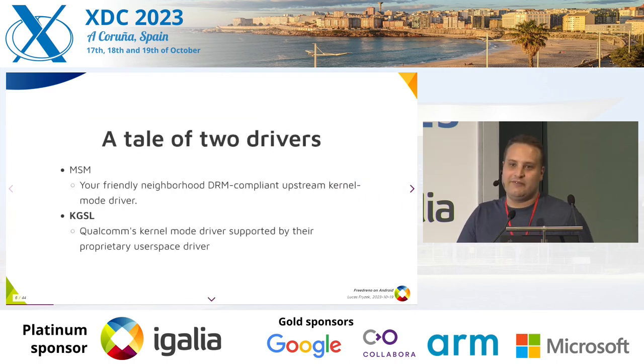So to start with the state of drivers for Adreno and Qualcomm GPUs, there is a tale of two drivers here. There are two kernel mode drivers that give you access to Adreno GPUs. One of them is a little bit nicer. It's the MSM driver. It's your friendly neighborhood upstream driver that is a lot easier to target, plays really nicely with Mesa. And then there is the less friendly KGSL driver, which is the driver that Qualcomm supports on Android. And it's what their proprietary user space supports. And so the work that I ended up doing was trying to get Freedreno actually to work with KGSL, because that's what you end up using when you run Android on a Qualcomm device.